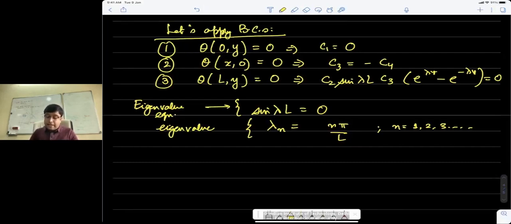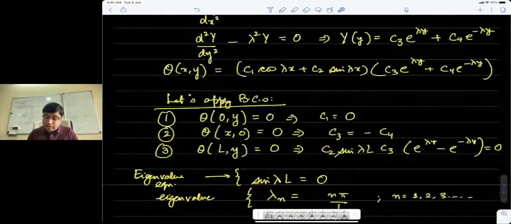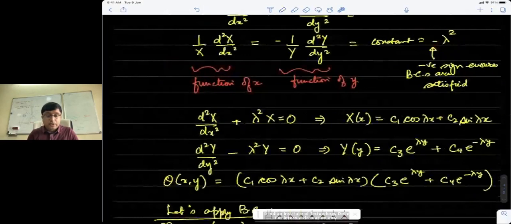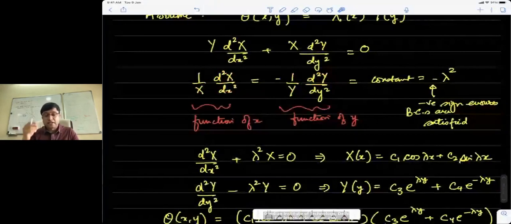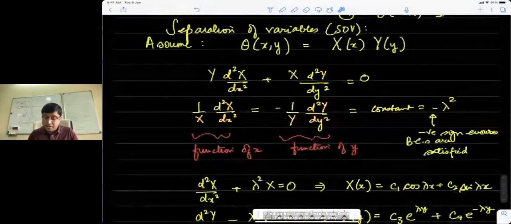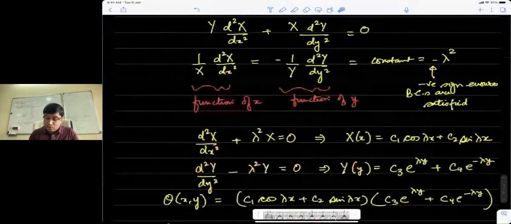So the idea of taking a negative lambda square, let me go back to that step. I took a minus lambda square there because I knew that the eigenvalue problem has to be set up in X, because the boundary conditions are homogeneous in X. They are not homogeneous in Y. There is a non-homogeneity, because this boundary condition, theta at X comma W is 1, will not allow me to set up an eigenvalue problem. Only this is going to allow me to solve.